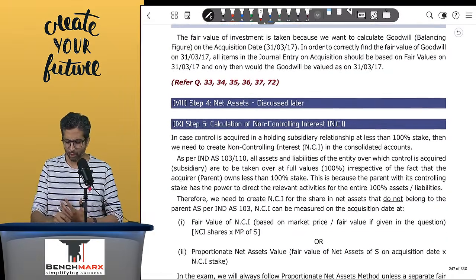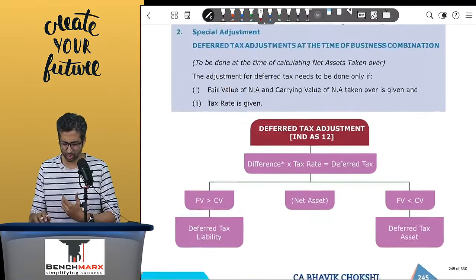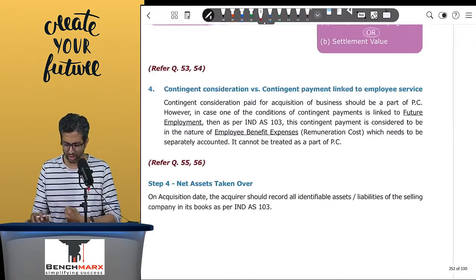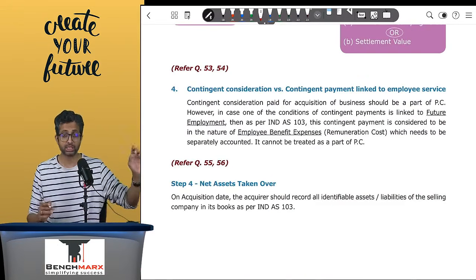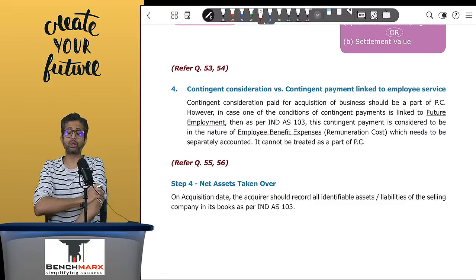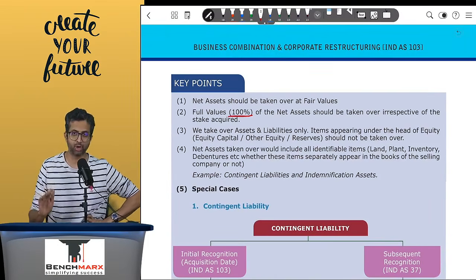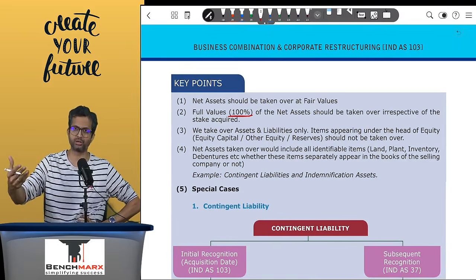So step 4 is net assets taken over. We will do that over here, but before that we also discuss the NCI. But let us say we first discuss what is to be done with the net assets, and then come back to the NCI. So over here, when you look at the net assets taken over, there are a few crucial points that you need to remember. First, will you take over only assets to the extent of your stake or 100%? No, we will take over 100% of the net assets, irrespective of the 70, 80, 90% stake you have, because you have the ability to direct the entire 100%.